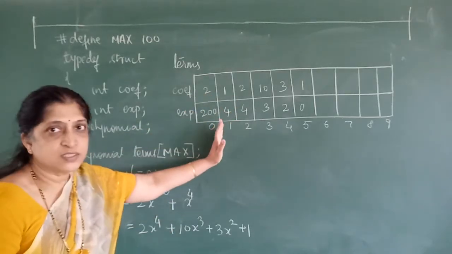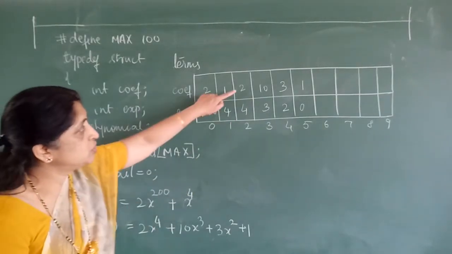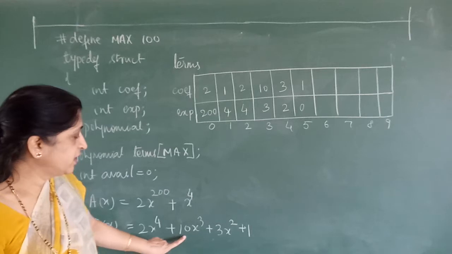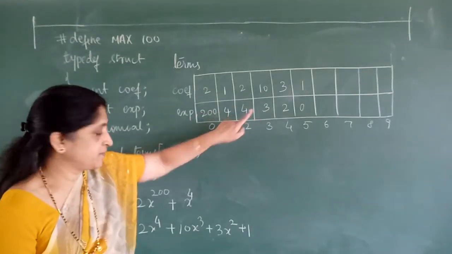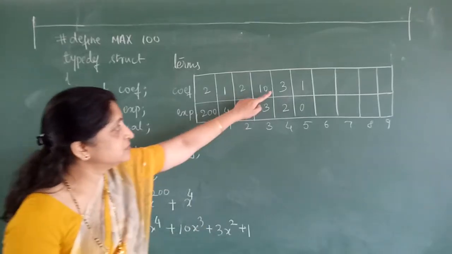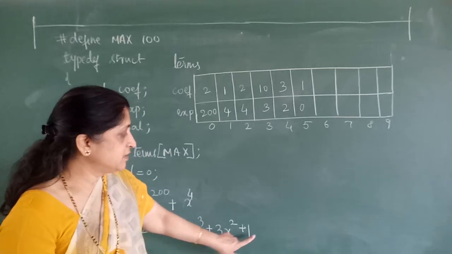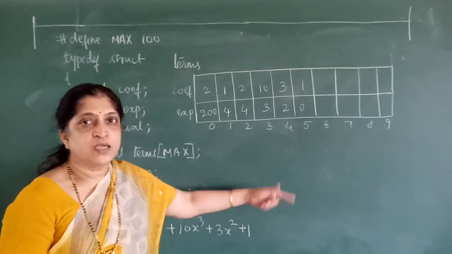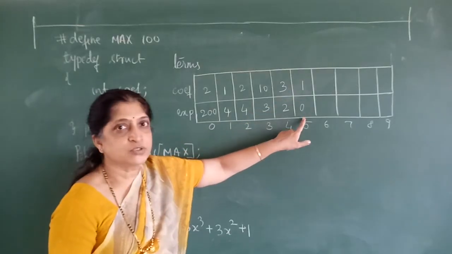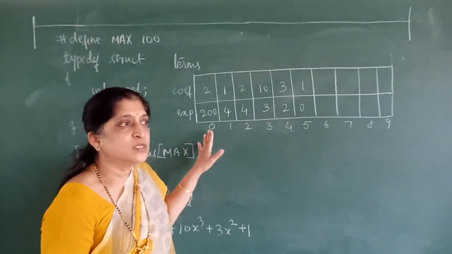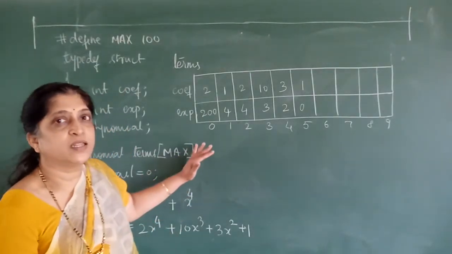Then after this I am representing the polynomial B. It is 2x to the power 4. Then 10x to the power 3. 3x square. And the last term is only 1, and the power of this is 0. That is x to the power 0. So we are writing 1 x to the power 0. Now this is how we have represented both the polynomials in an array.